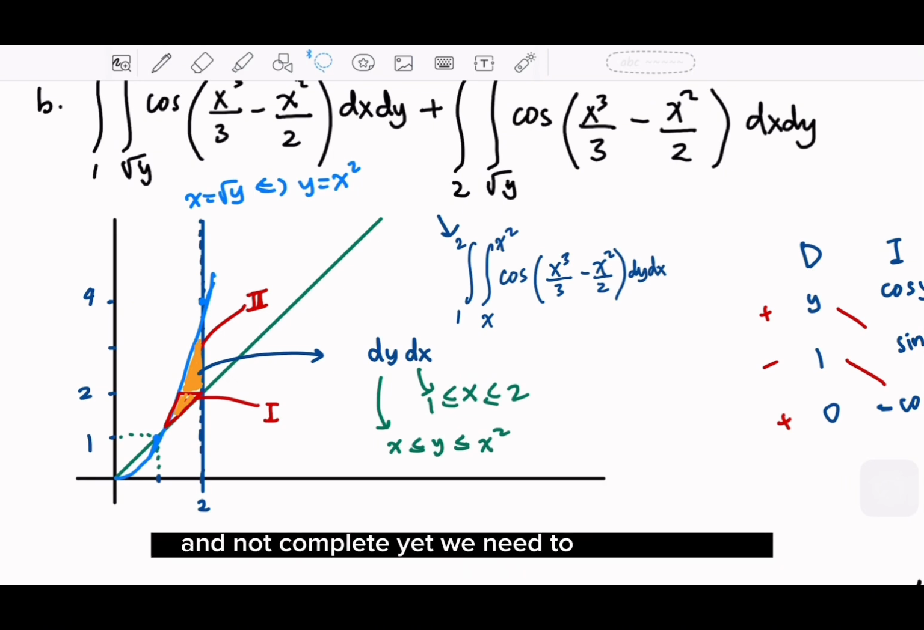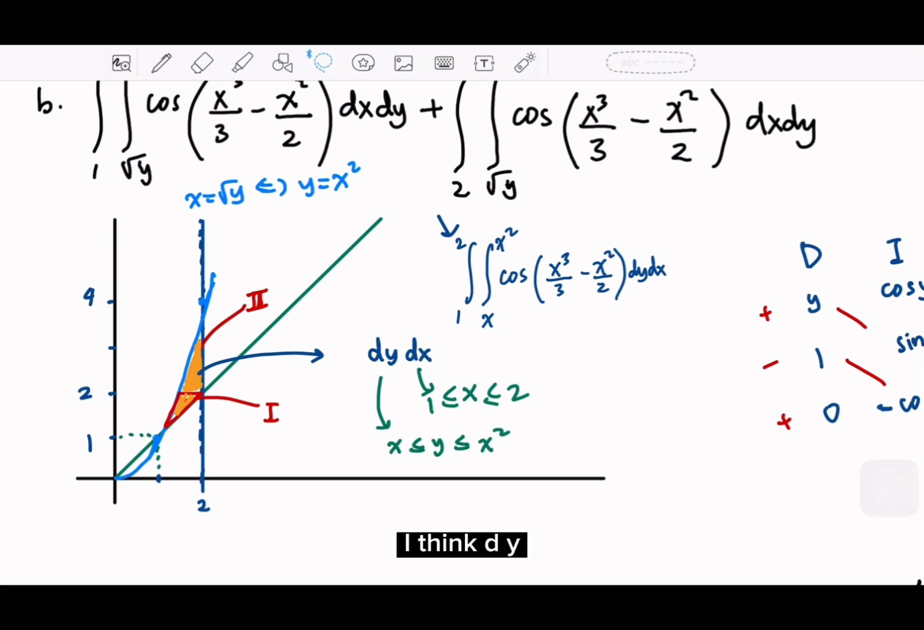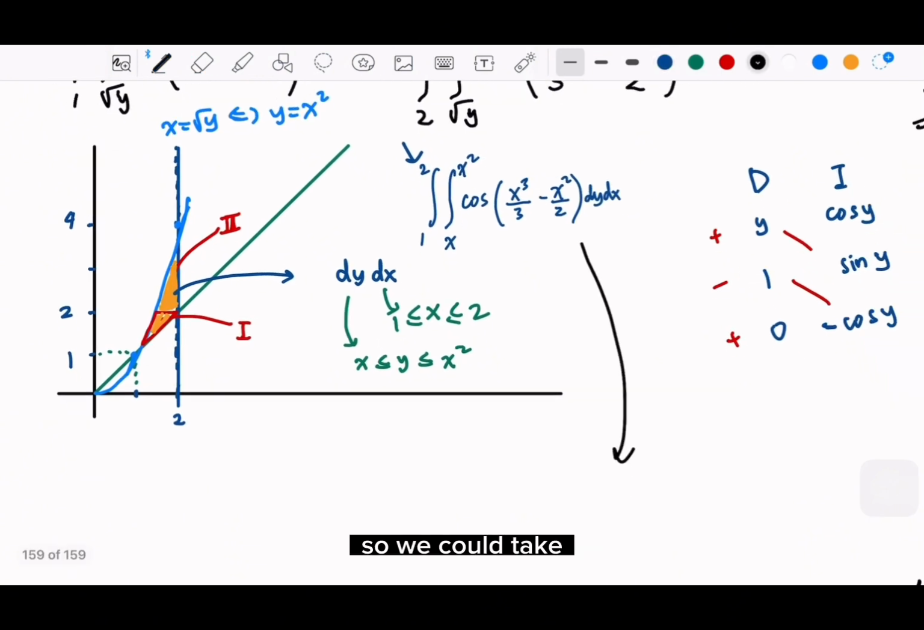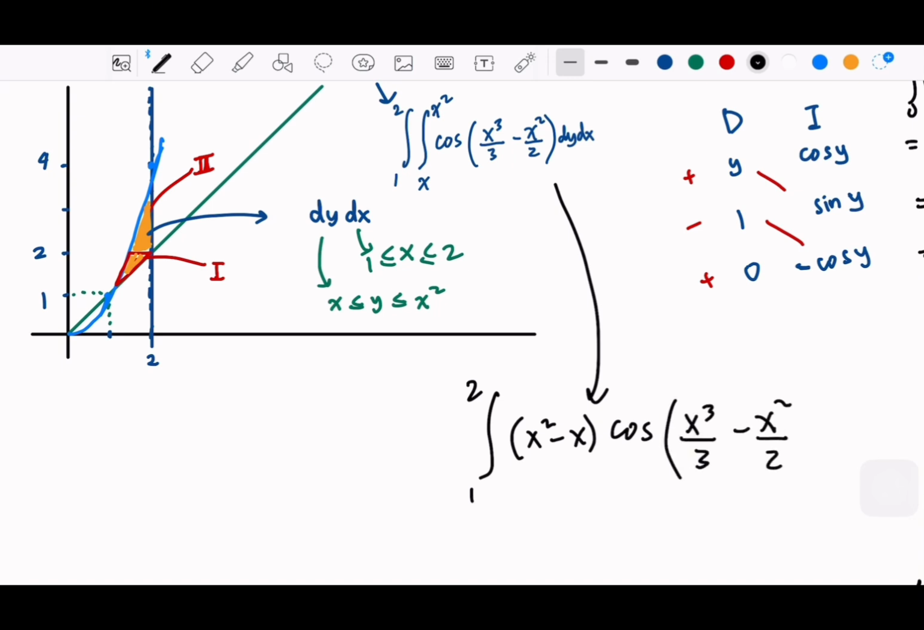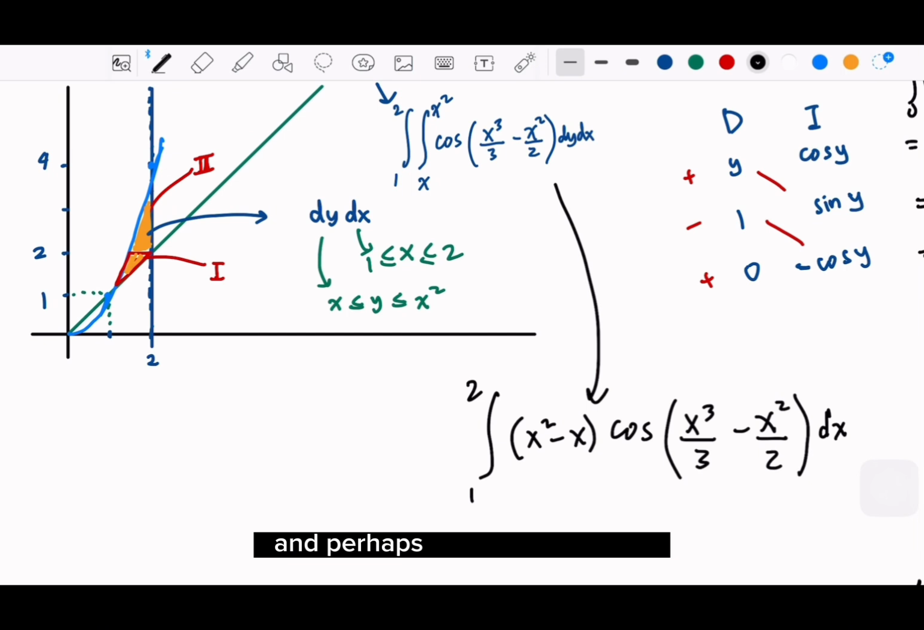And it's not complete yet, we need to compute now. I think for dy, there's no y inside, so you can just make it y and then plug in x squared minus x and then multiply with this. So we can take this will be x squared minus x, multiply with cosine, like that. And perhaps you feel nervous computing this. Remember, focus on the 3 integration methods if you need to calculate.